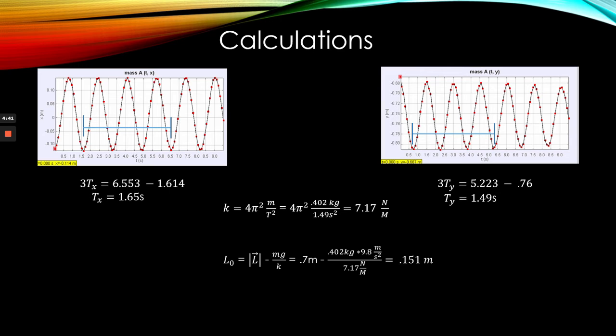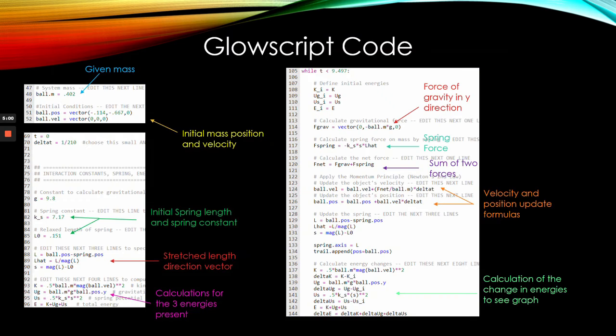The y oscillation period was used instead of the x oscillation period to calculate the spring constant value of 7.17 newtons per meter and the initial spring length value of 0.151 meters, for reasons that will be discussed in post-experiment analysis. For my code, you can see the given mass of 0.402 kilograms, the initial position determined by Tracker, the initial velocity of 0, and the calculated spring constant and rest spring length on the left.